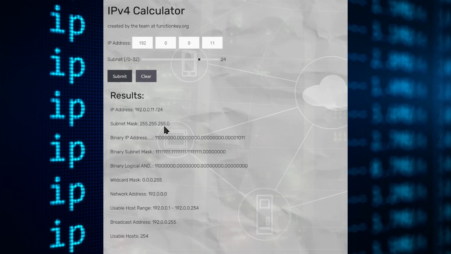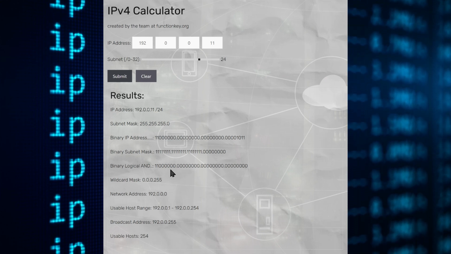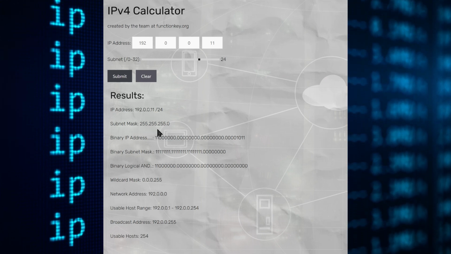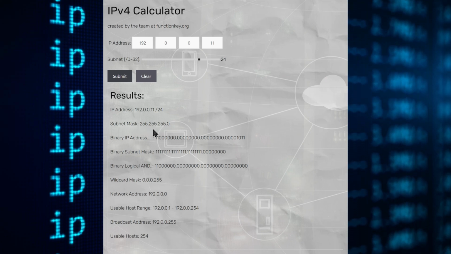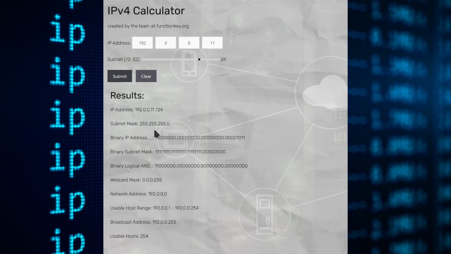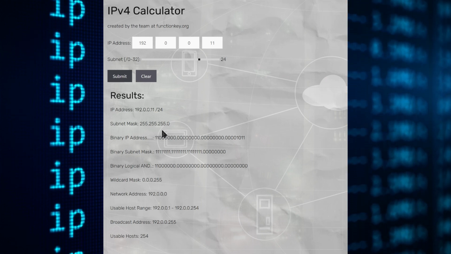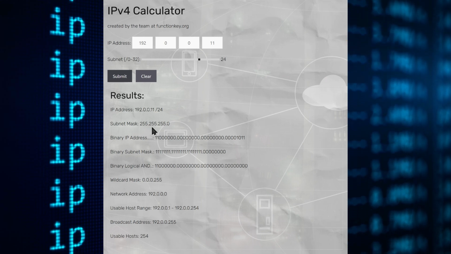Subnet mask. The default subnet mask for a Class C network is 255.255.255.0. This subnet mask indicates that the first 24 bits are used for network identification, and the remaining 8 bits are used for host identification.